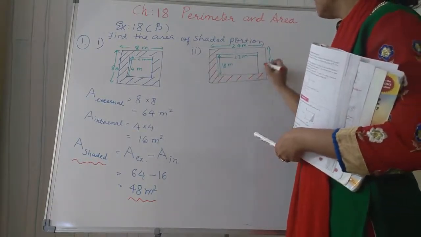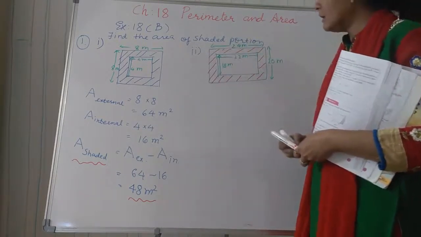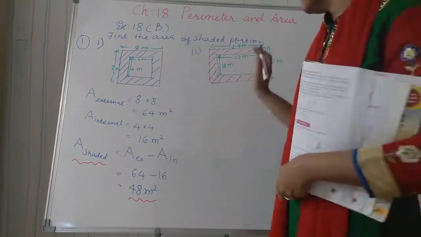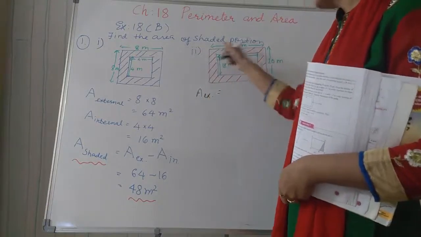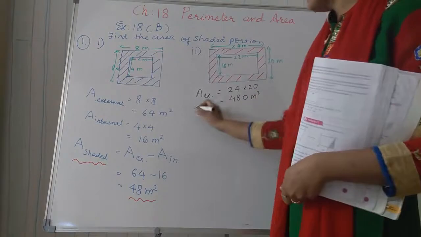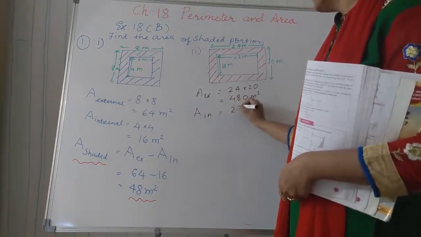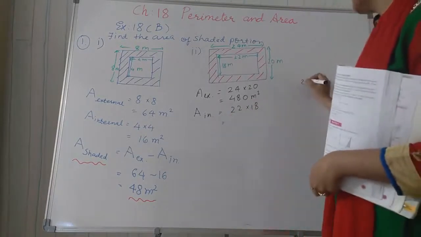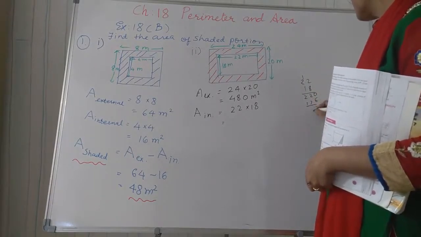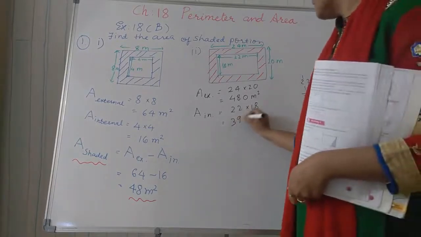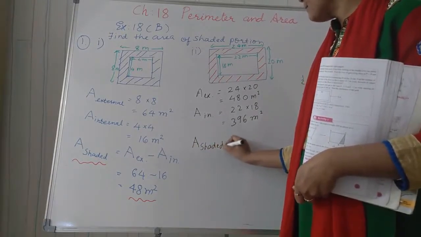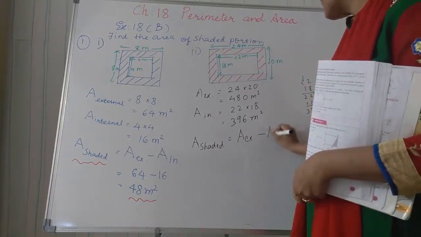Okay. So again, the method is same. First we find area external and then area internal. And then we take the subtraction as we have done here. So I show you area external is 24 into 20, which is 480 meter square. And area internal is equal to 22 into 18. So we take the multiplication here. So that is 396 meter square. So we write area of shaded part as area external minus area internal.